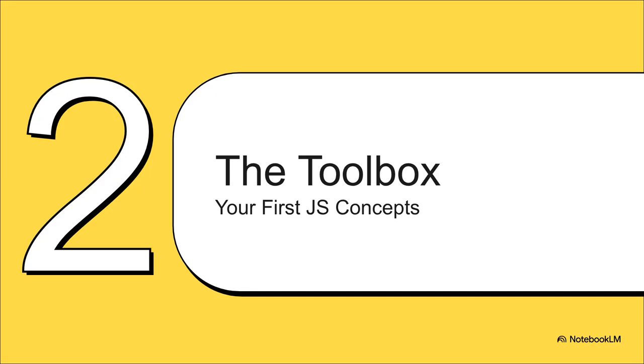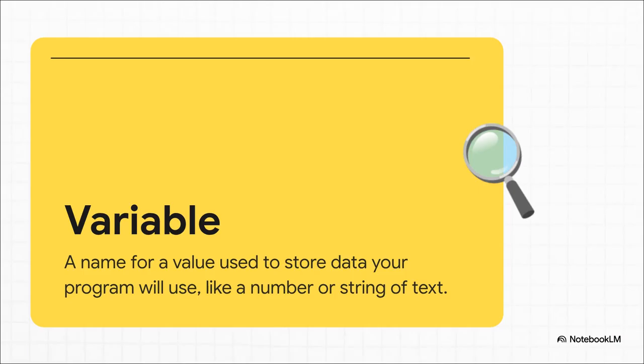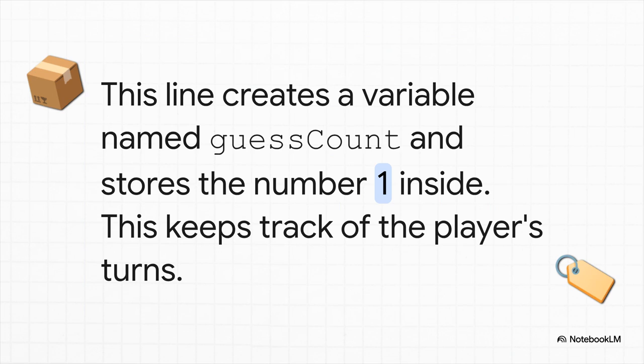Okay, so now that we have our blueprint, we need the right tools to actually build it. So let's take a look at the basic JavaScript concepts that are going to form our little programming toolbox. The very first tool we need is something called a variable. And the easiest way to think of it is just as a labeled box. Seriously, it's just a container where we can store a piece of information that we're going to need later, like, say, the secret number or the player's current score. And here's what that looks like in our game. This line of code right here creates a box called guessCount, and it puts the number 1 inside. That's it. Simple as that. And now we have a way to keep track of which turn the player is on.